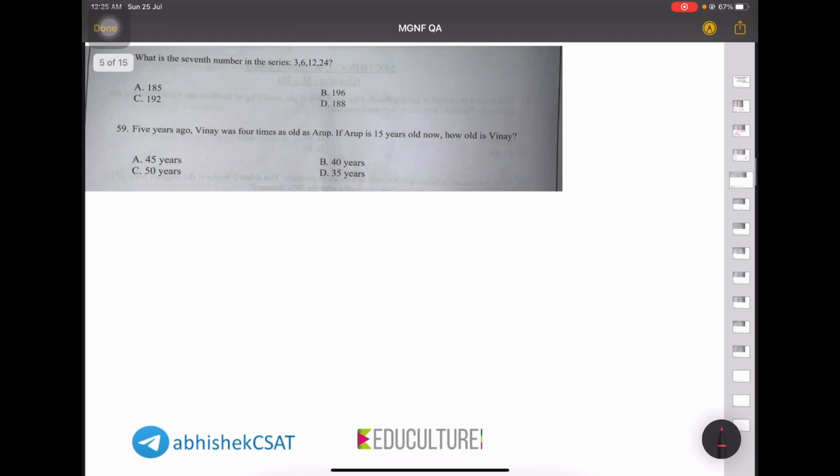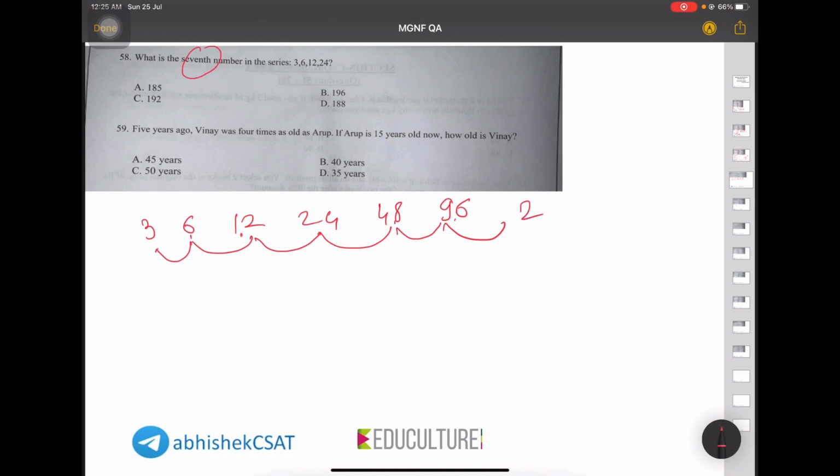Next one, what is the 7th number in a series? 3, 6, 12, 24. 3, 2s are 6, 6, 2s are 12, 12, 2s are 24, 24, 2s are 48, 96, 7th number, 1, 2, 3, 4, 5, 6, and 7, 96, 2s are 192. Okay, multiply by 2 each time.